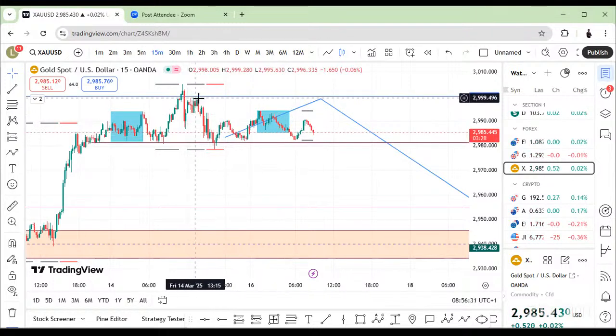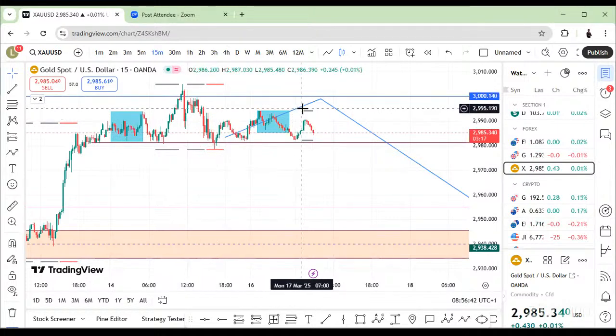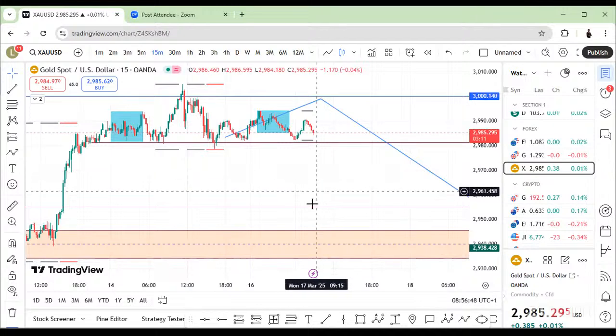If price takes out liquidity around this level here, around the 2999.49, which is also around the 3,000 level, and we begin to see sell entry signature for a sell, then we can easily short all the way to the 4-hour order block. So that is the outlook for the precious metal today.